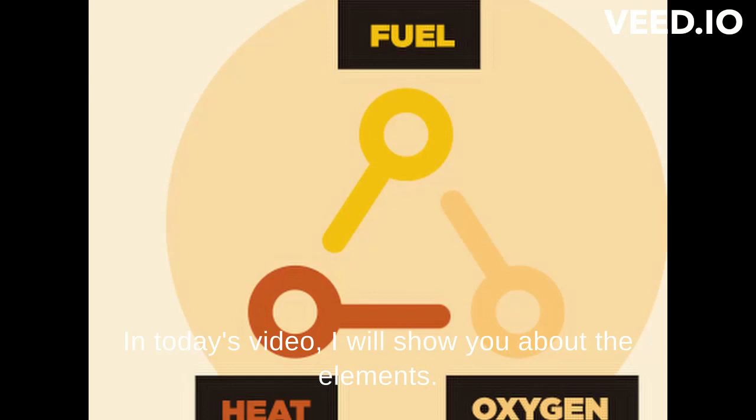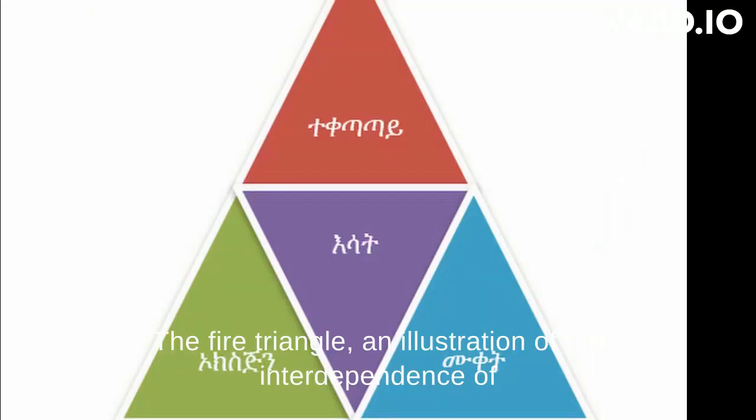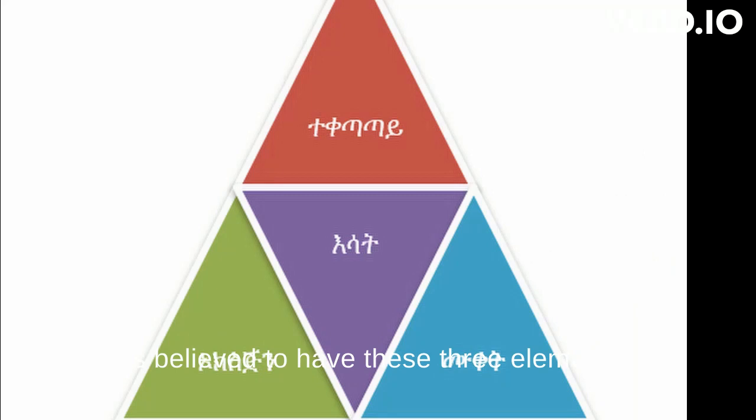In today's video, I will show you about the elements of fire. What are the elements of fire? Elements of fire are heat, fuel, and oxygen. Heat, fuel, and oxygen are the three components required to ignite a fire. The fire triangle, an illustration of the interdependence of the elements required to start and maintain a fire, is believed to have these three elements.